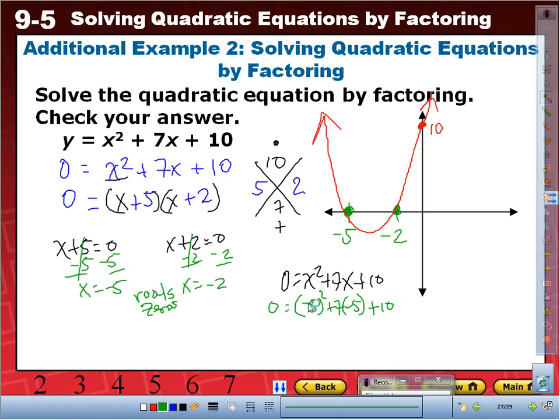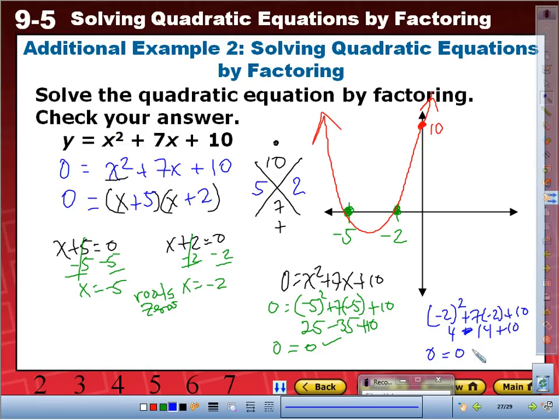What is negative 5 squared? 25 minus 35 plus 10. Can we combine the positives? Yes. 35 minus 35, 0. So that is true. Let's do the other one. This is negative 2, so I'm just going to rewrite it over here. Negative 2 squared plus 7 times negative 2 plus 10. So this is 4 minus 14 plus 10. Can we combine the positives? Yes. So this is 14 minus 14, 0 equal to 0. That's also true.